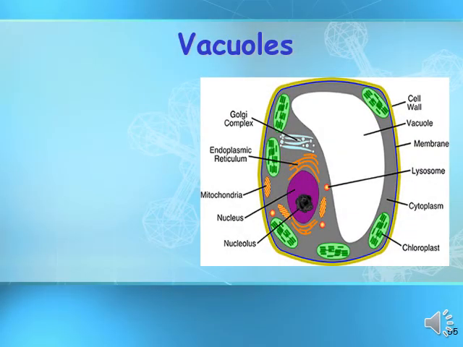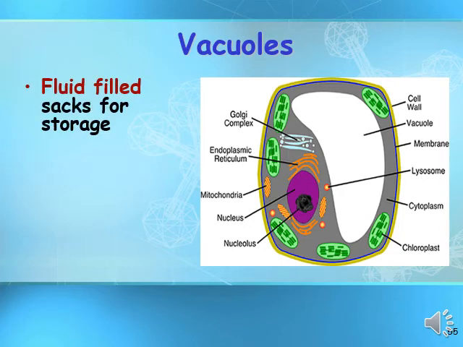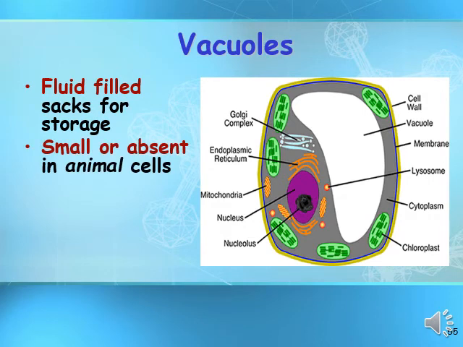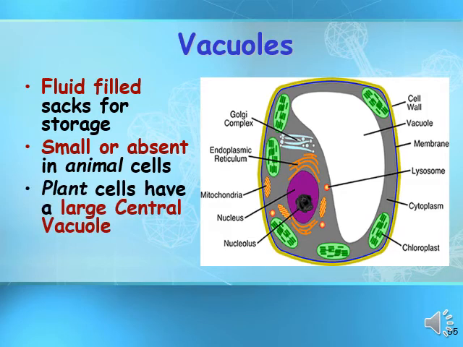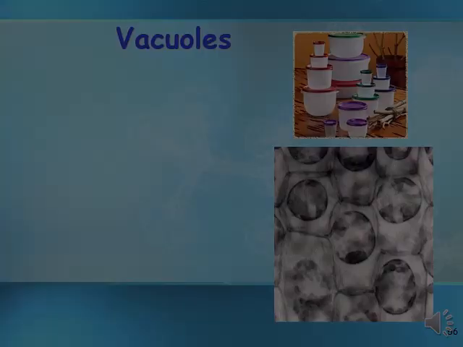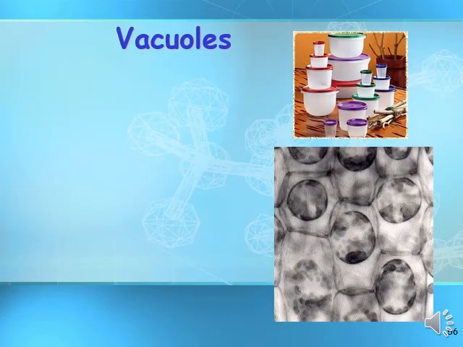Vacuole. Here is a large vacuole. Vacuoles are fluid-filled sacs for storage of different cellular materials. They are small or absent in animal cells. Plant cells have a large central vacuole. This is a large central vacuole found within a plant cell, but in animal cells we find no vacuole or small vacuoles.